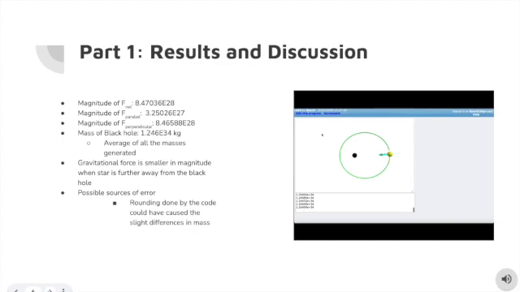Possible sources of error when calculating the mass of the black hole could have been rounding done by the code, which could have caused the slight differences in mass, which is why the code generated so many possible masses.